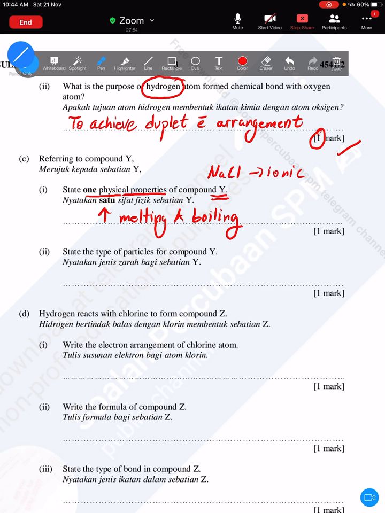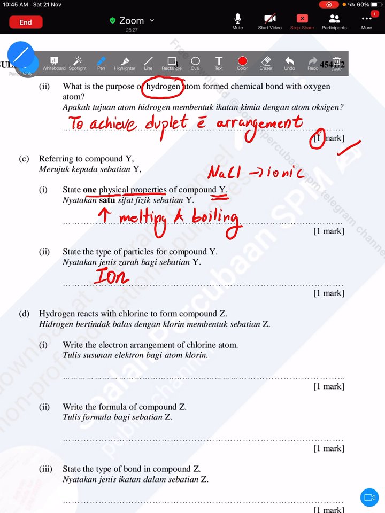State the type of particles for compound Y. Compound Y is NaCl. NaCl is ionic. Therefore, what kind of particle is present? It is an ion. Very good. Okay, done. Next one.